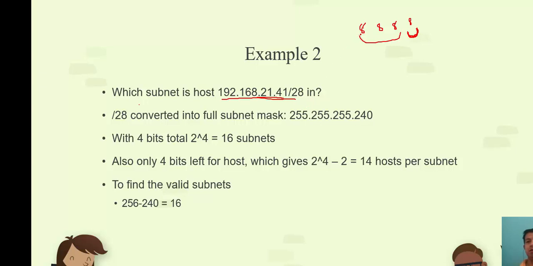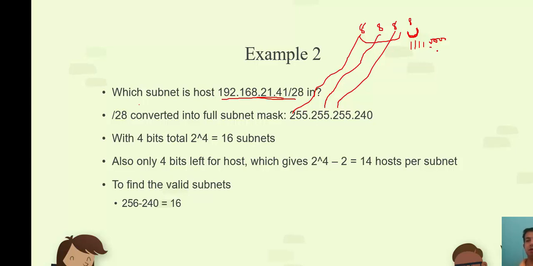How is this? The first 8 bits are all ones, the second octet all 8 bits are ones, the third octet all 8 bits are ones, and in the fourth octet, because /28, 4 bits from my fourth octet are 1, and then another 4 bits are 0. So this is in decimal format 240. So /28 converted into a full subnet mask is 255.255.255.240. Okay. So how many bits are used for the subnet? 4 bits are used. That means 2 to the power 4, 16 subnets, can be created.